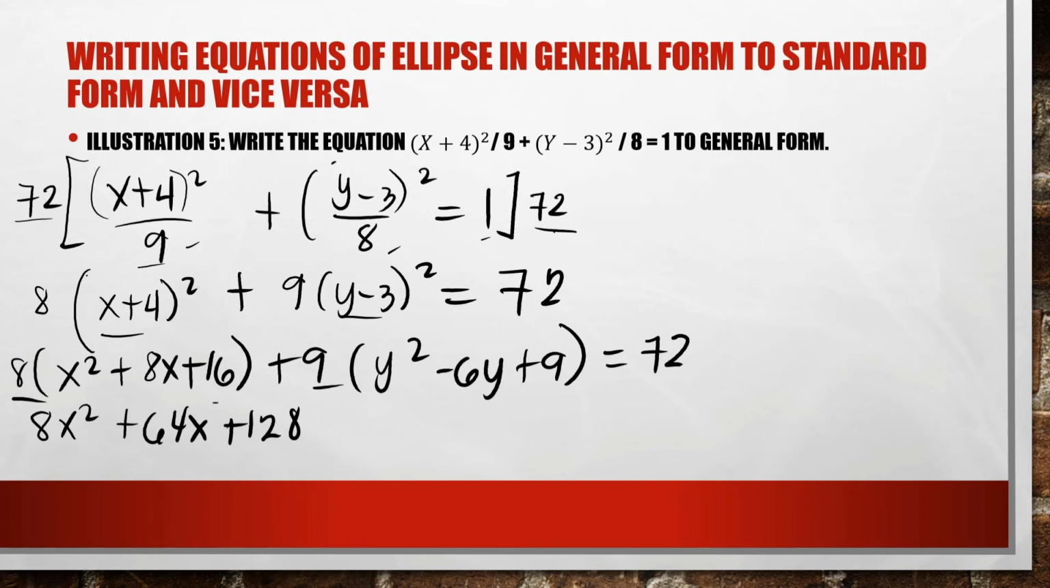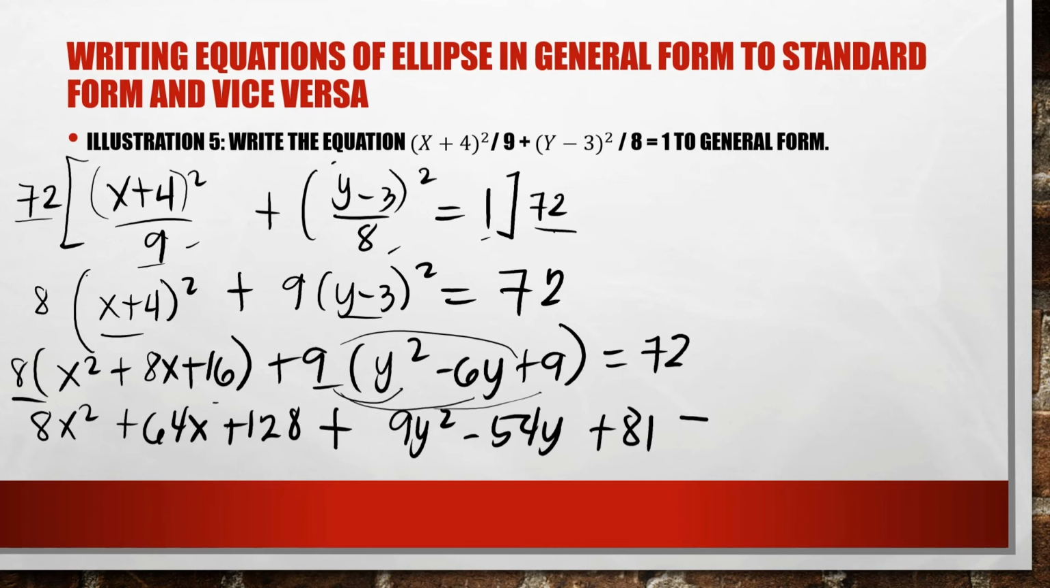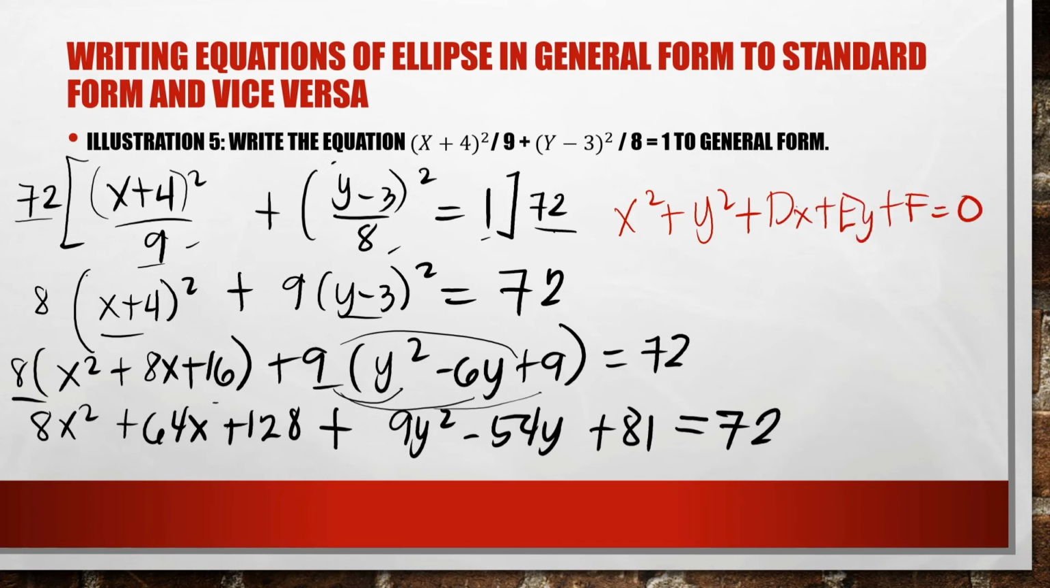So, 8 times 16 is 128, plus 9y squared minus 54y plus 81, equal to 72. And then, yung general form. So, naalala nyo yung general form, yung x squared plus y squared plus dx plus dy plus f is equal to 0.